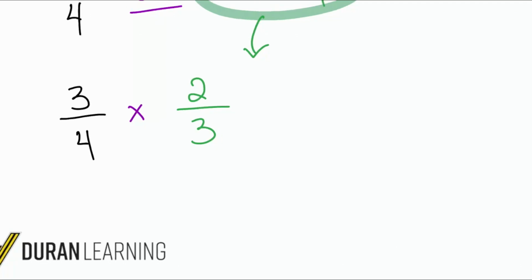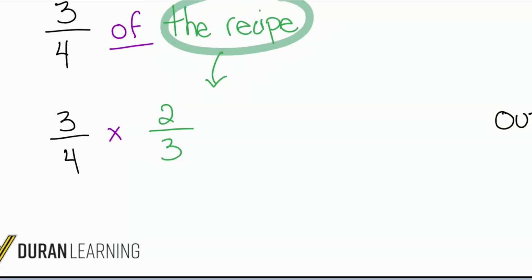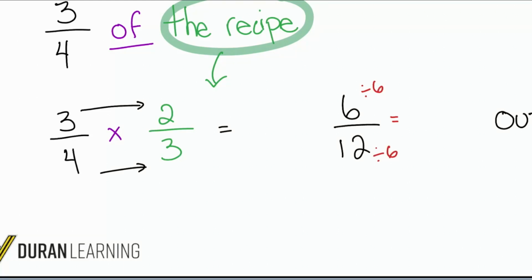To better help you appreciate this, let me just go ahead and multiply straight up to show you what happens. 3 times 2, that's going to be 6. 4 times 3, that's going to be 12. Once we're here, we can simplify because 6 and 12 are both divisible by 6. And so once I do that, 6 divided by 6 is 1. 12 divided by 6 is 2. And this becomes 1/2.